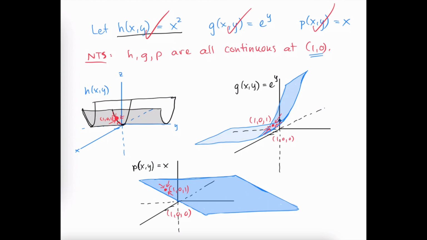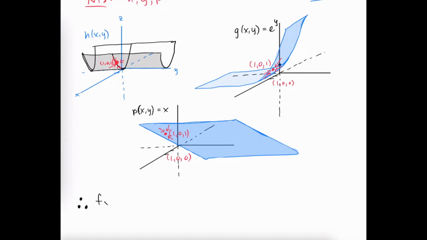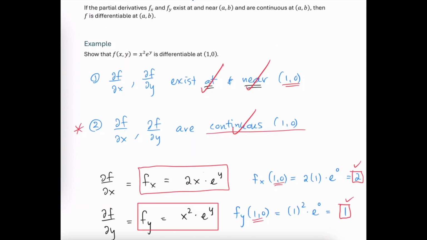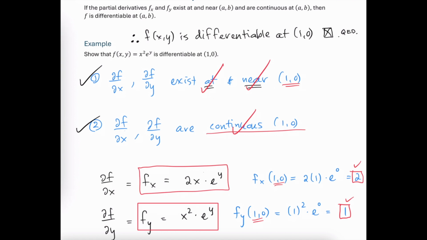And since all three of these are continuous, any of their combinations, when I add, subtract, multiply, or divide them, will also be continuous. So we can say fx and fy are also continuous at the ordered pair (1, 0), which then satisfies the second condition. And since we've already shown that the first condition was true, now the second condition is also true, we'll say therefore f(x,y) is differentiable at the ordered pair (1, 0). And we'll put this little box here to say which was to be proved. We could also say QED, which is essentially an acronym that means which was to be proved in Latin.